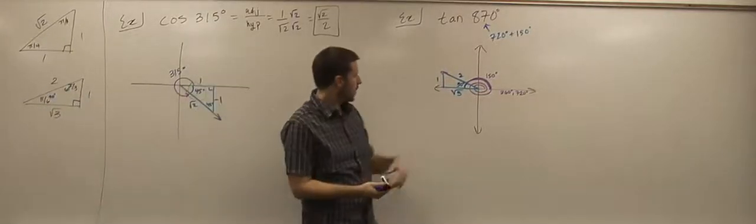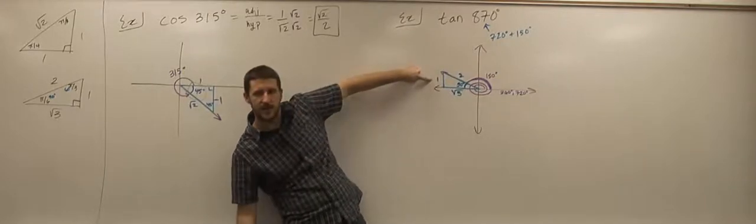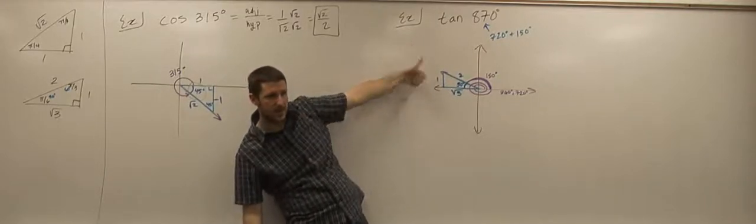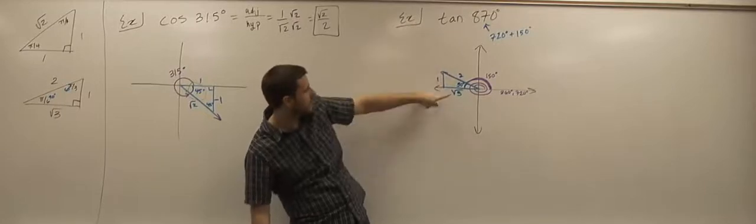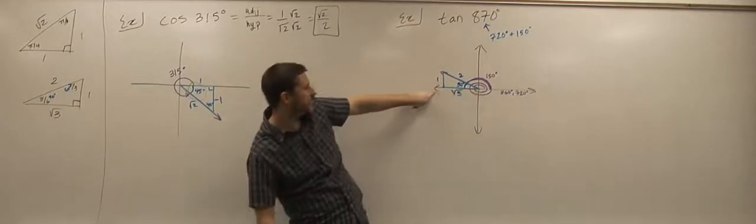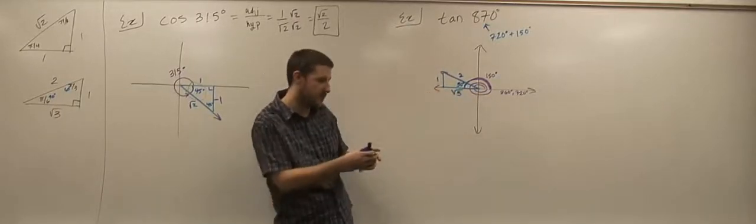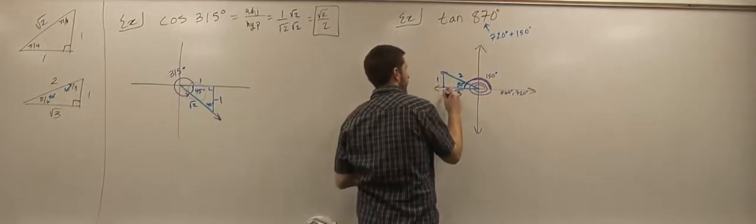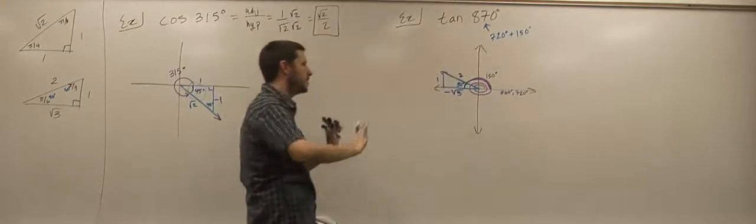So let's start with this 1 here. Is this 1 positive or negative? Because you're going up, it's positive, right? Y going up is positive. Root 3, from the origin, you're going to the left. So root 3 should be negative. 2 is the hypotenuse, always positive.